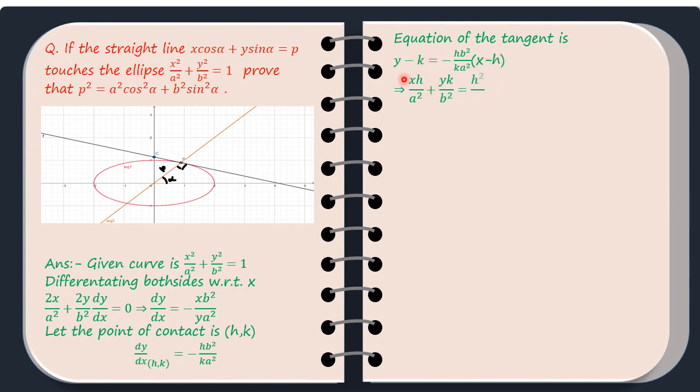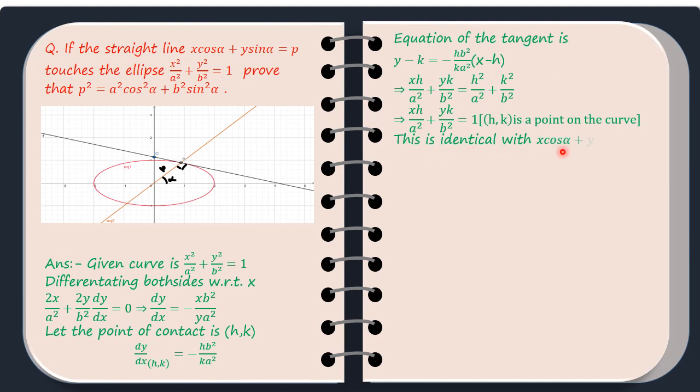Now simplify this equation. If we simplify this equation, we will find on the left hand side x h by a square plus y k by b square is equal to h square by a square plus k square by b square. Now look, h comma k is a point on this ellipse, so it will satisfy the equation of this ellipse. So from here I can write the right hand side will be 1.